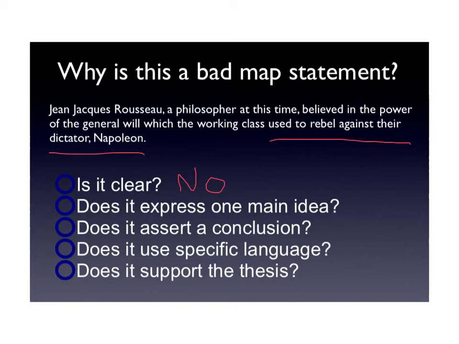Does it express one main idea? I'd probably have to give this person a yes for that, because it is saying how Jean-Jacques Rousseau's ideas of the general will influenced the French people to rise up against their leadership. So yes, I would say they do. Does it assert a conclusion? Yes, it does. Jean-Jacques Rousseau had ideas that led the French people to rise up against their king. So does it assert a conclusion?